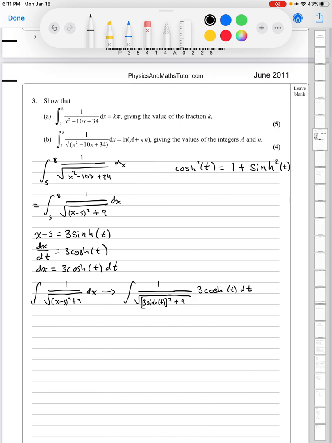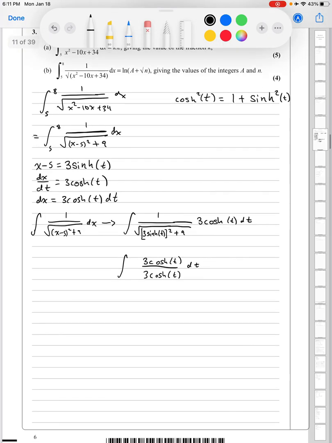Okay, now you can convince yourself, or you can go through the steps in an algebra. I'm not going to go through the steps in the algebra because that's beneath you. To show you that the denominator is just 3 cosh as well. So we end up with 3 cosh of t over 3 cosh of t dt. And so we're integrating just 1. Okay, so it's just the integral of 1 dt, which is of course just t plus c.